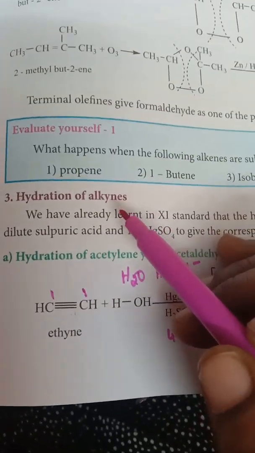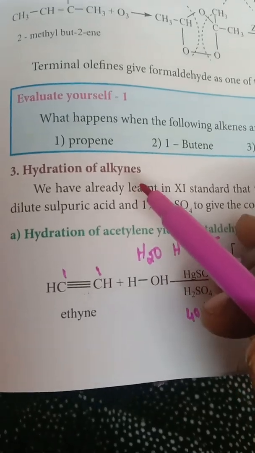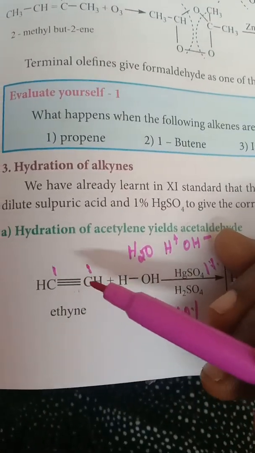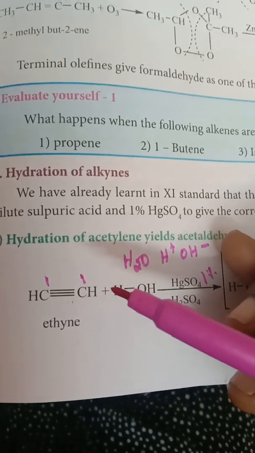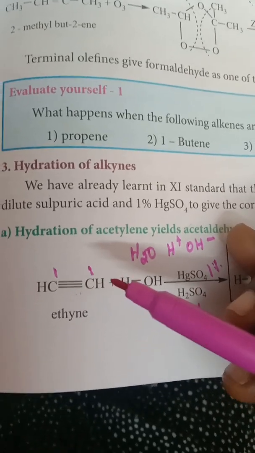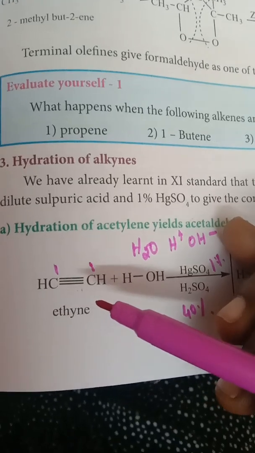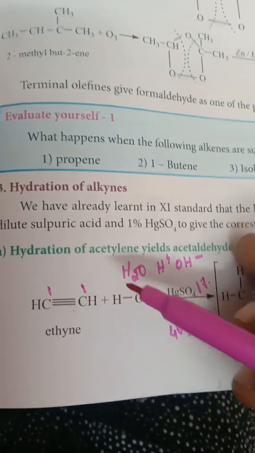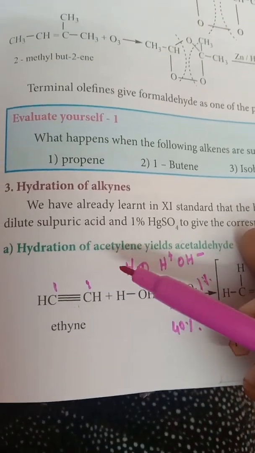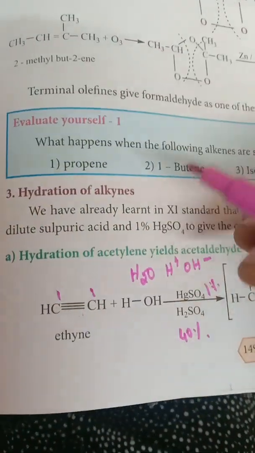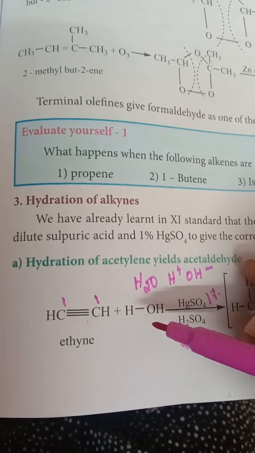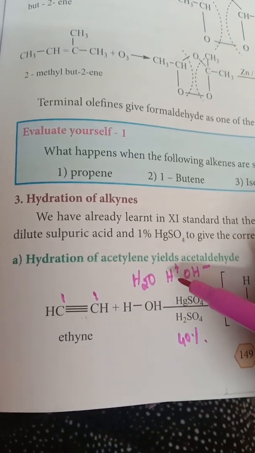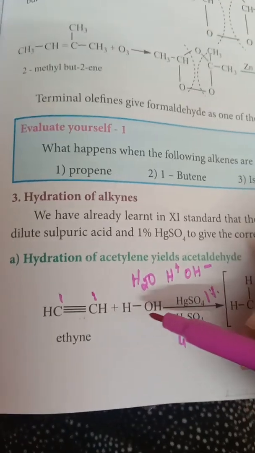Next is the hydration of alkynes. When you see the word alkynes, you should remember that it is a triple bond. You are going to prepare aldehydes or ketones from a triple bond compound. You can write any compound having a triple bond. They have given here ethyne, plus water. It is a hydration reaction. Hydration means addition of water. Water, H2O, will split as H plus and OH minus. That is what they have written like this.